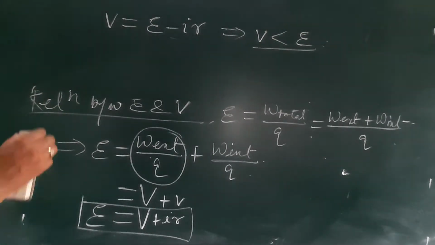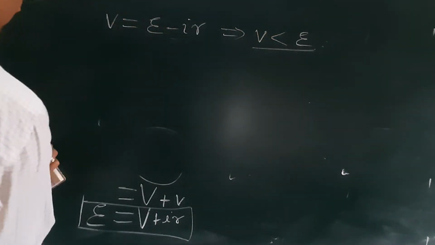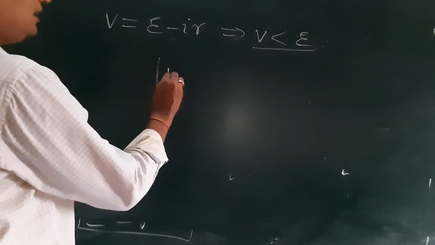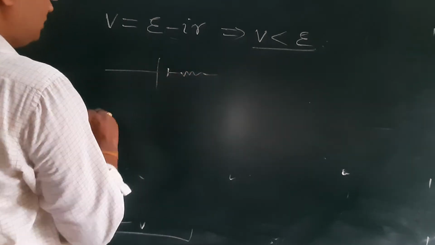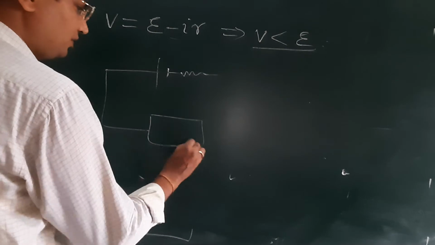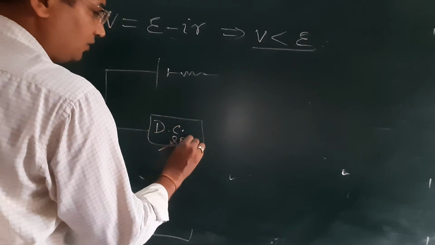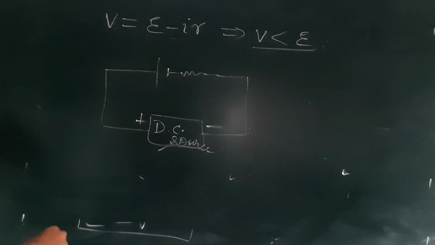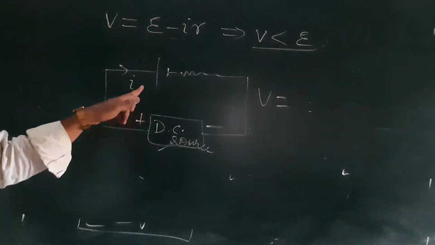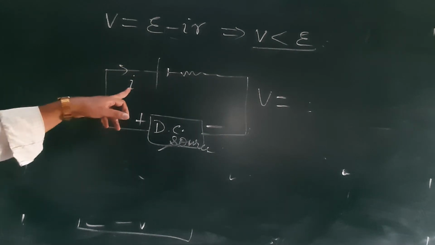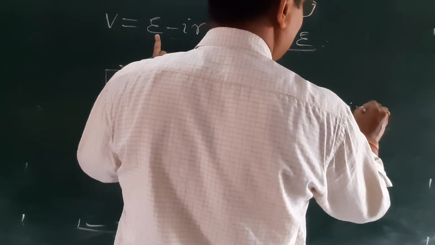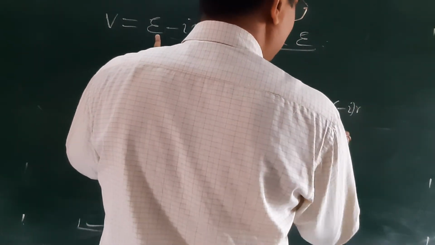But in case when the cell is being charged by the external source, I am supposing that this is the cell and it is being charged. I am supposing this is the DC source, and it is connected positive, negative. It is connected like this. Then this is being charged. Now what will happen to terminal potential difference? You are seeing that the direction of current in the external circuit is reversed. So instead of E minus Ir, this will be E plus Ir.